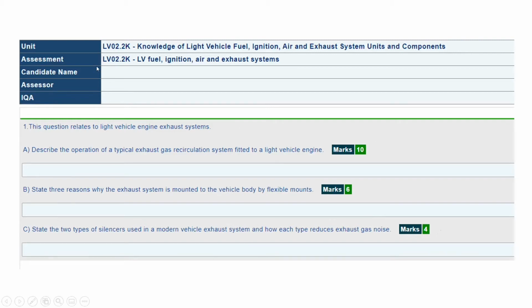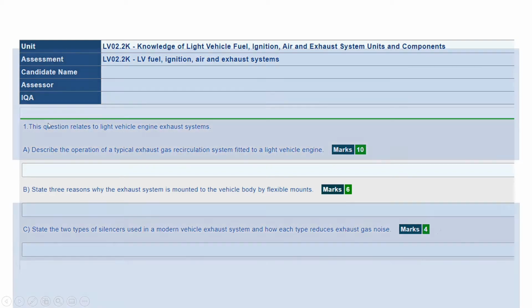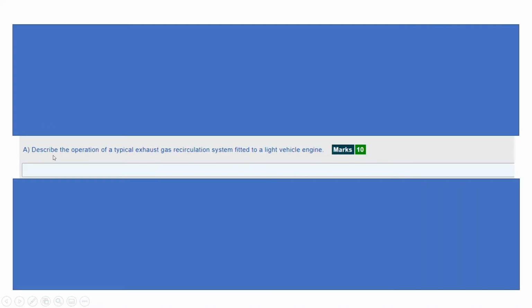I've recorded this PowerPoint presentation to help you with question 1 of the LV02.2 K written assessment. So let's focus in on the first part of the question. What you've got to do is to describe the operation of a typical exhaust gas recirculation system fitted to a light vehicle engine, and that's worth 10 marks.